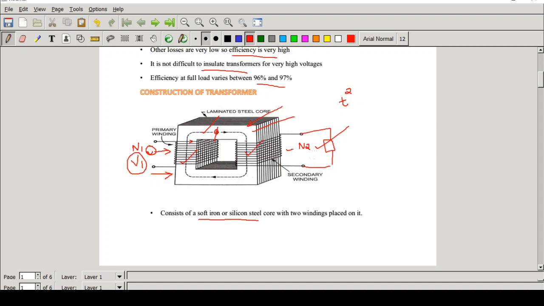Since this change in flux is linking the secondary winding, what will happen? An EMF will be induced in the secondary winding. So when EMF is induced, what is the next step? Automatically the current will start flowing through the secondary. That means if you connect a load here, this load will get the power due to the flow of this current through the secondary winding. So this is the basic working principle of a transformer.